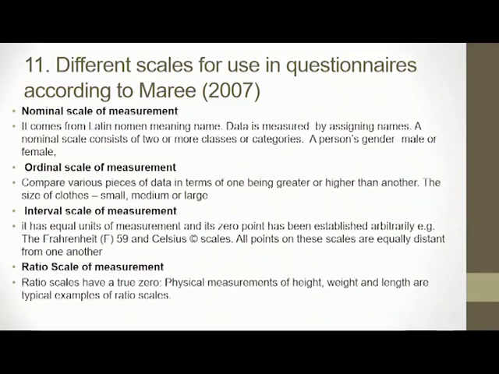Then we have the ratio scale of measurement, which has a true 0. An example of it will probably be a weighing scale, where when you stand on it, the scale will move from 0 to 79 if you weigh 79, or it will move from 0 to 30 if you weigh 30.